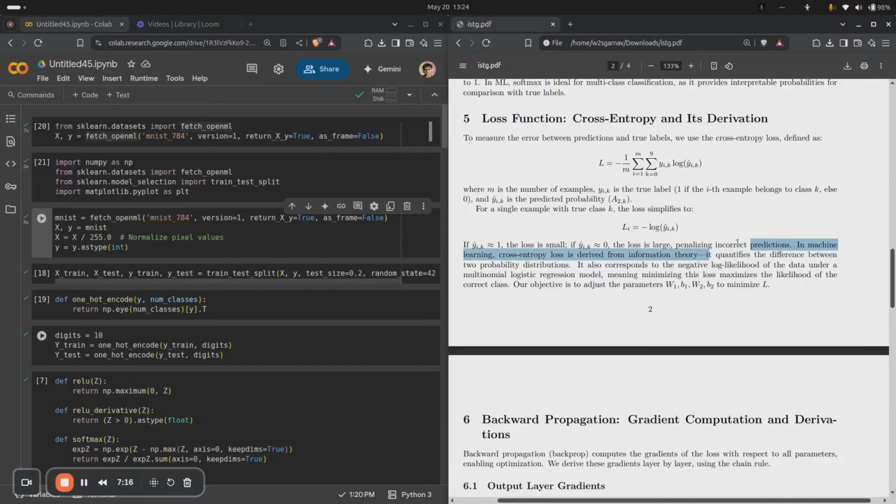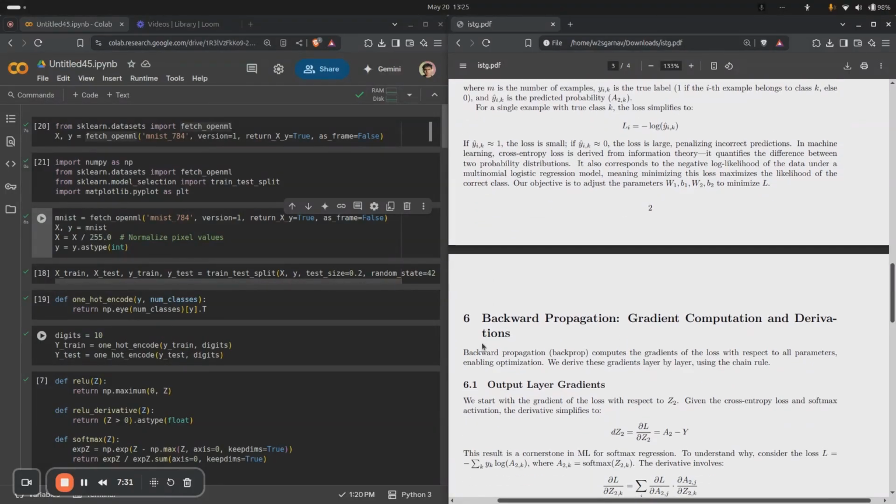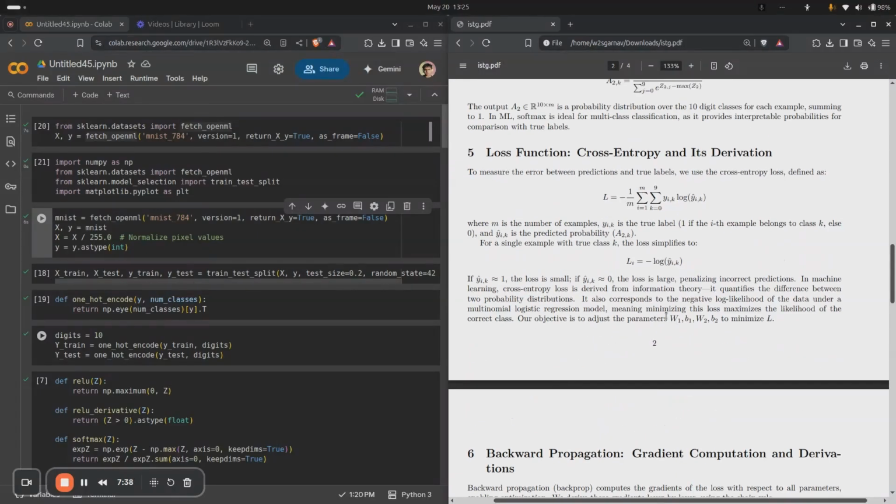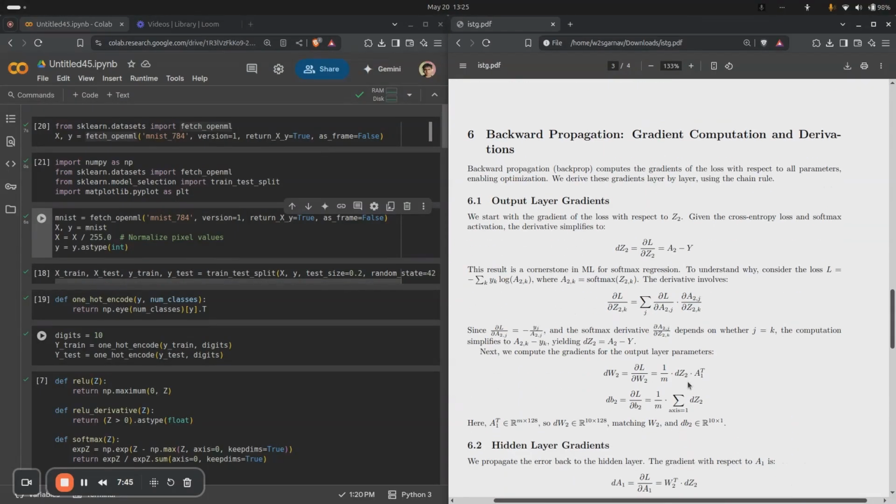In machine learning, cross-entropy loss is derived from information theory. It quantifies the difference between two probability distributions. It also corresponds to the negative log likelihood of the data under a multinomial logistic regression model, meaning minimizing this loss maximizes the likelihood of the correct class. Our objective is to adjust the parameters W1, B1 and W2, B2 to minimize the loss. The backward pass basically means that we have the weights and biases to be adjusted in such a manner to minimize the loss.